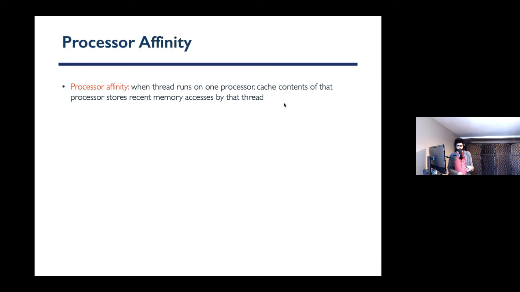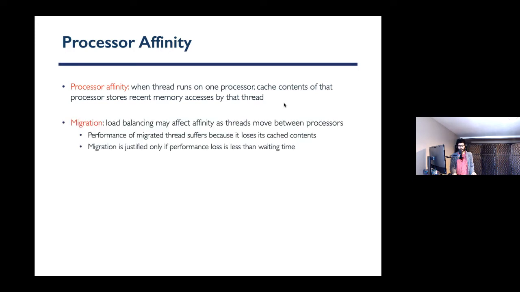So when a thread runs on a processor, the cache content of that processor will store the memory accesses of that particular thread that is running, right? And we call that the affinity of that thread. Basically, it's as if that thread has a home, and the home of this thread is this CPU. Now, when we migrate someone from its home to some other CPU to have a new home.